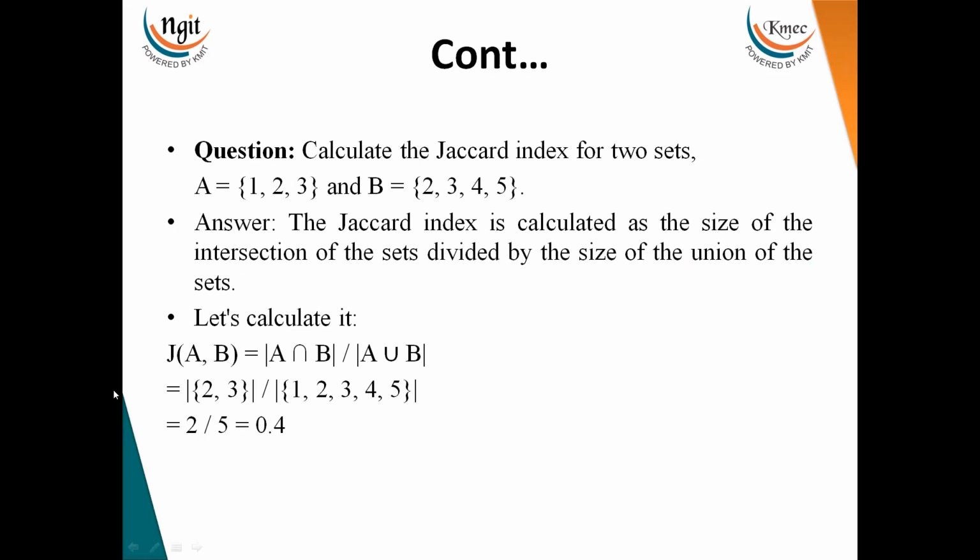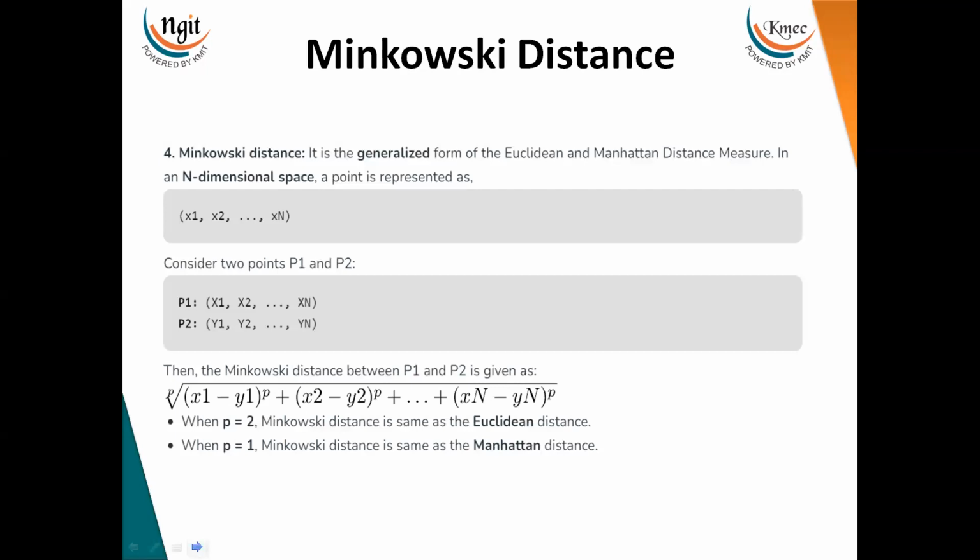So I have these values. A intersection B has how many values? 2. And A union B has how many values? 5. So 2 divided by 5. So my Jaccard index is nothing but 0.4. Clear? Now the next is Minkowski distance.